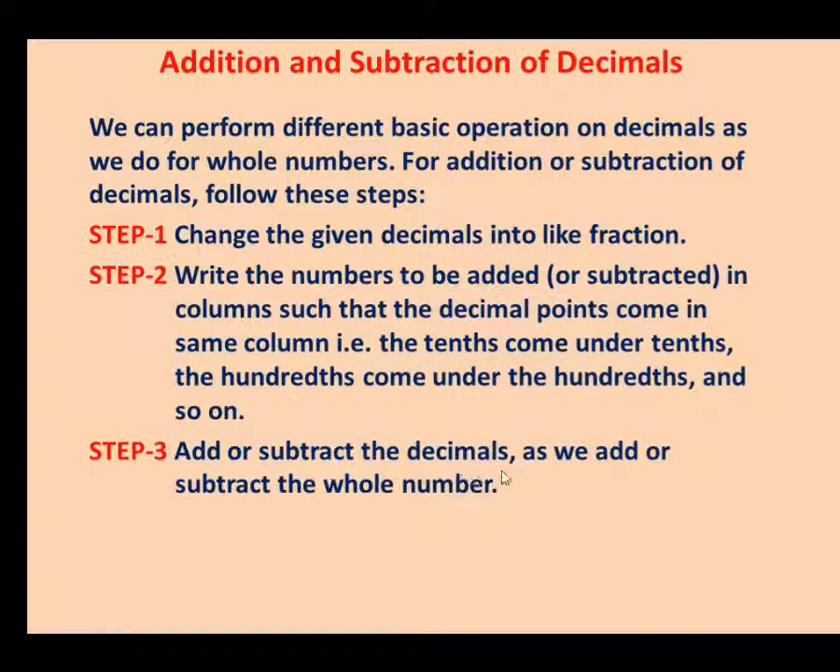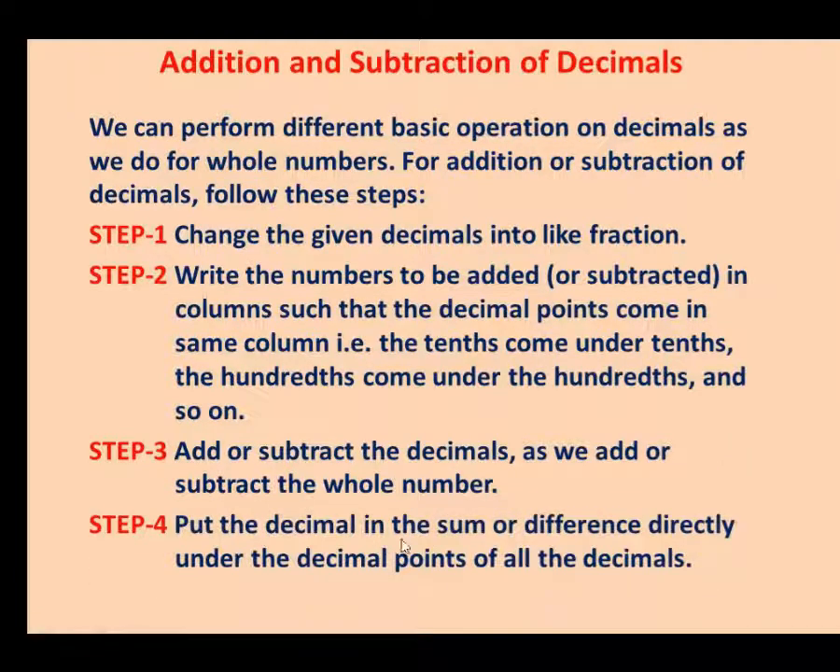Then add or subtract the decimals as we add or subtract whole numbers. So after arranging the numbers in columns, we have to perform the addition or subtraction simply as we do for whole numbers. And in the answer also, we have to be careful that the decimal should be under the decimal. Put the decimal point in the sum or difference directly under the decimal point. That is, as I have told you, in the answer also we have to put the decimal under the decimal.